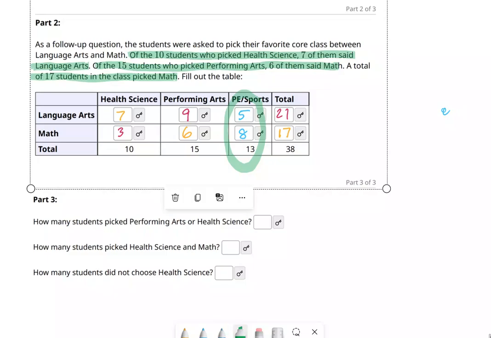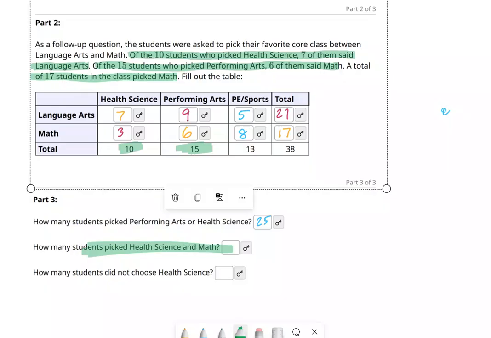A few more questions. How many students picked performing arts or health science? So what is it asking us to sum together here? Number of performing arts plus health science. These are the total health science. These are the total performing arts. So we just add them together. We get 25.